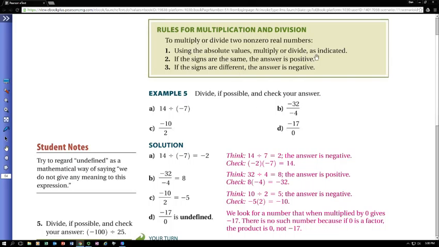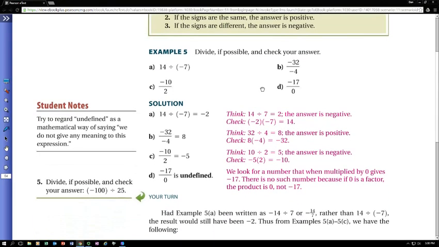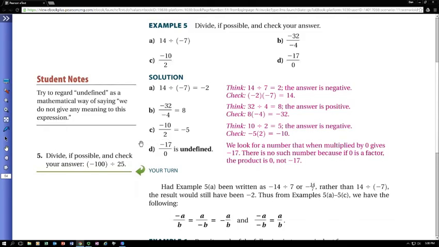So if I follow these rules, the absolute value of -32 is 32. The absolute value of -4 is 4. I take 32 divided by 4, I get 8. I have a positive result because there's two negatives. Let's look at this D here though.